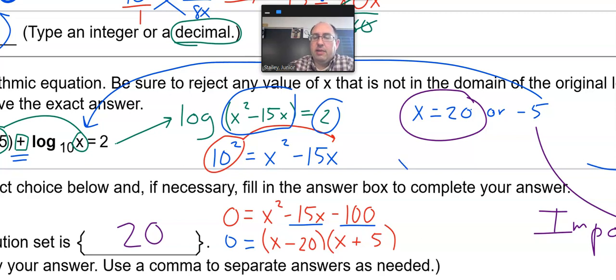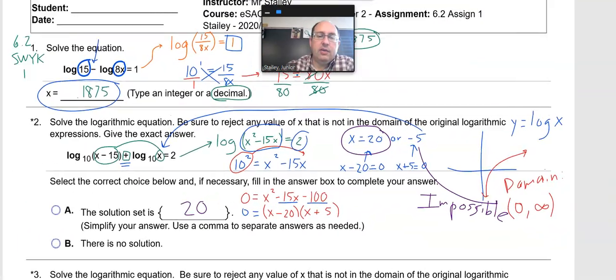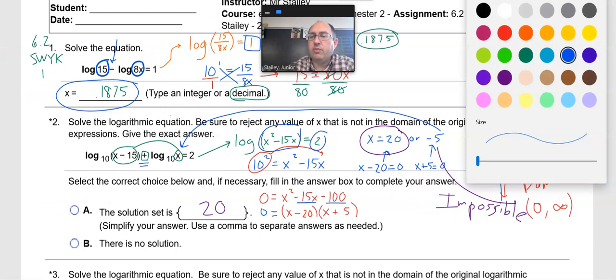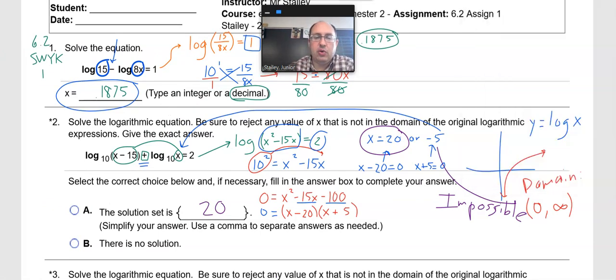Now, we talked a lot about this last semester, so I won't beat this into the ground. Set the factors equal to 0 and solve. Most of you are pretty good at that, and you would find out that we have negative 5 and positive 20, right? All right, now, this is where we have to get into checking our solutions. We talked about it earlier, but now it's time to actually do it. It says, be sure to reject any value of x that is not in the domain of the original logarithmic expression. In other words, plug it back in.